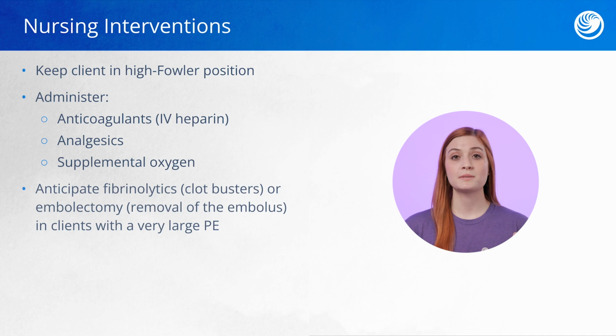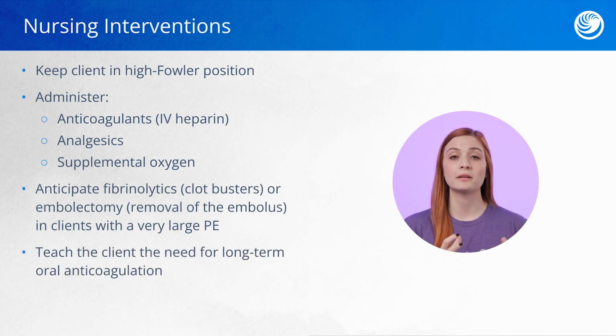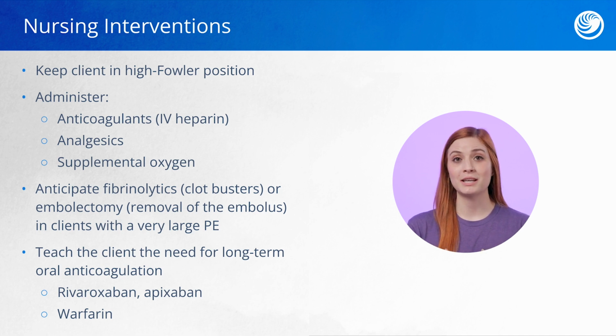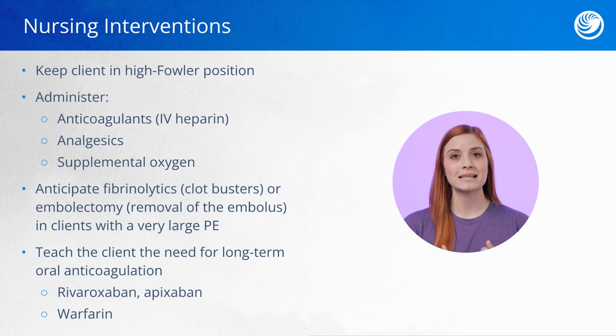All clients who have experienced a PE are going to need to be on long-term oral anticoagulation. Antiplatelet drugs such as apixaban are going to help prevent platelets from sticking together. Warfarin is going to thin our blood. Now, depending on the cause of pulmonary embolism, these clients may not need to be on medication lifelong. But if the pulmonary embolism is related to a clotting disorder, these clients may need to be on medication for the rest of their life to prevent another pulmonary embolism.